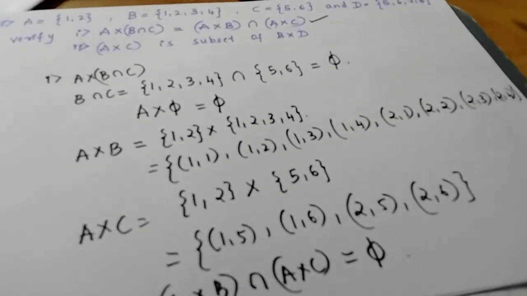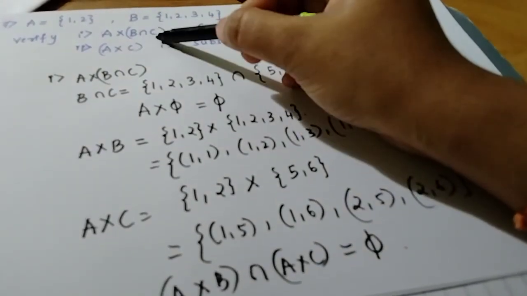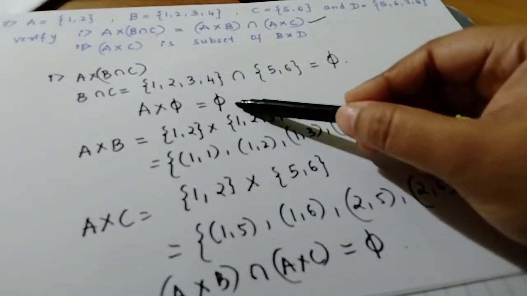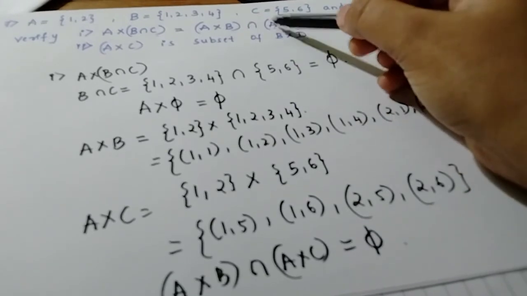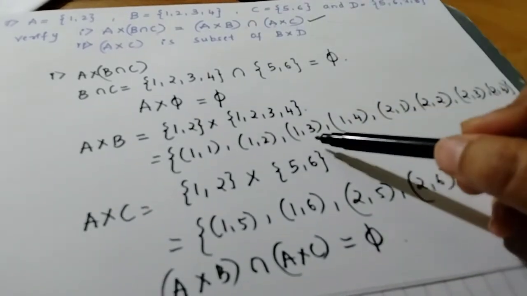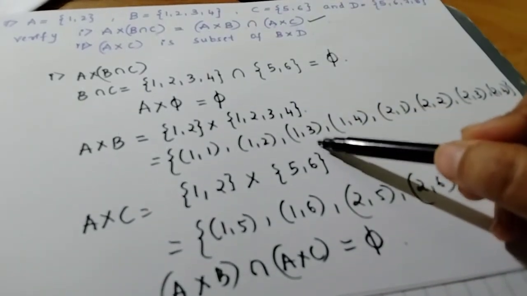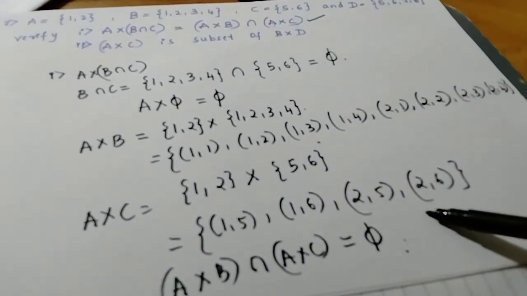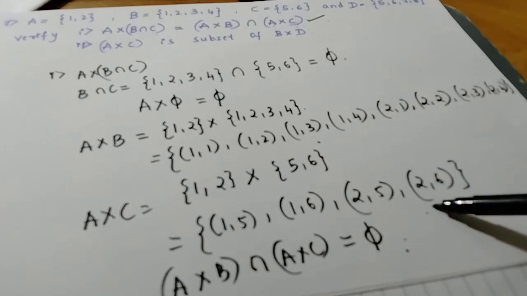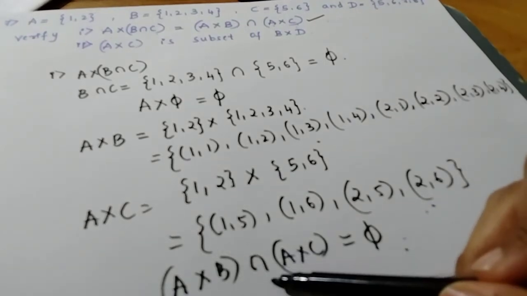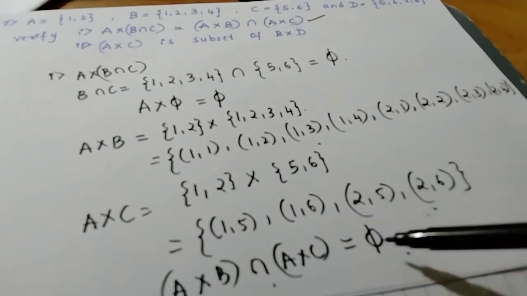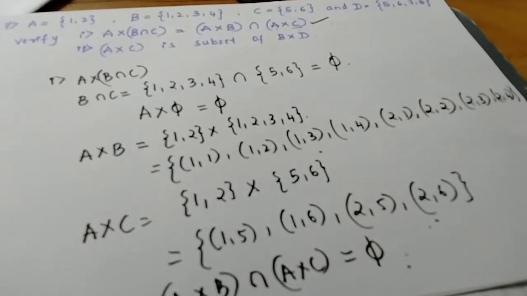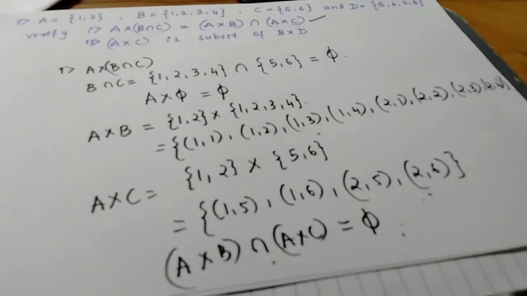So to prove the first result, first do B intersection C and then take the cross product with A, and what did you get? A null set. Second, you have to take these two. So A cross B, first thing I have done. This is A cross B. Next, A cross C has to be done. So this is A cross C. If you compare A cross B and A cross C, the intersection of that you have to take. So intersection of that is what? Again a null set. Therefore the result holds good. Okay.